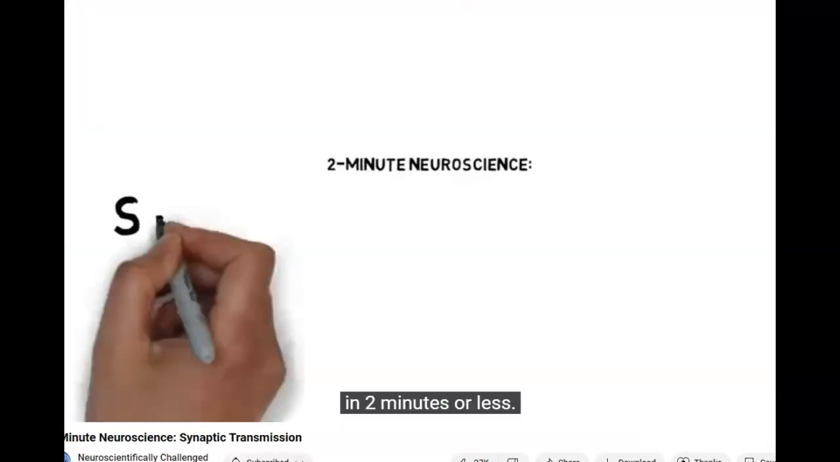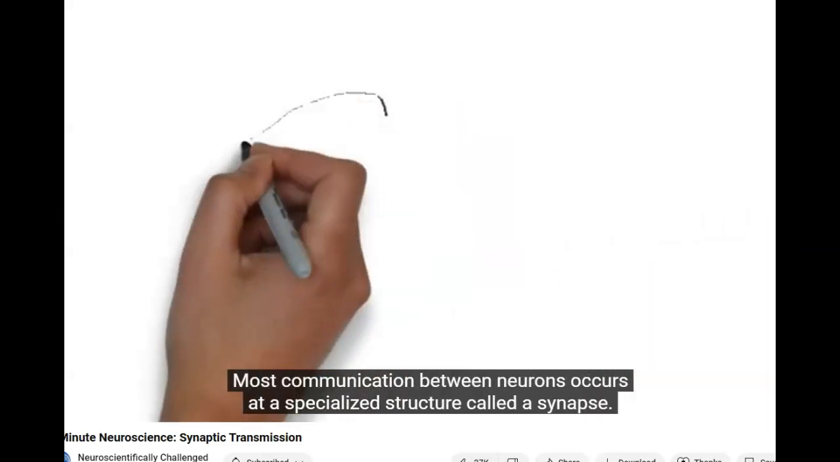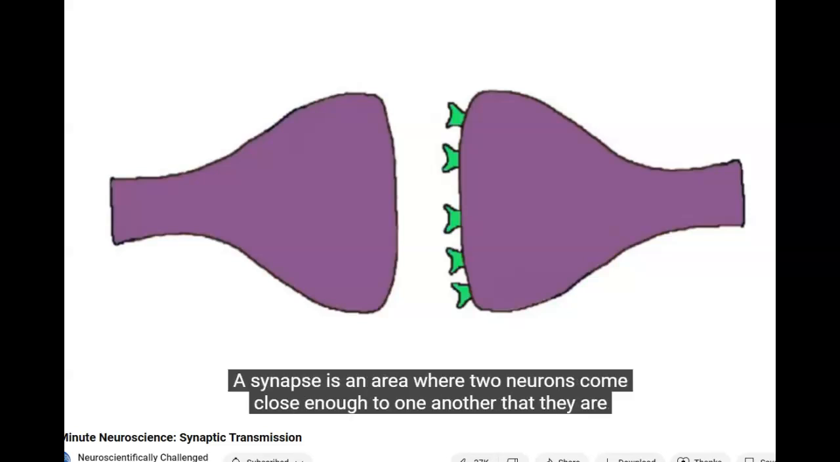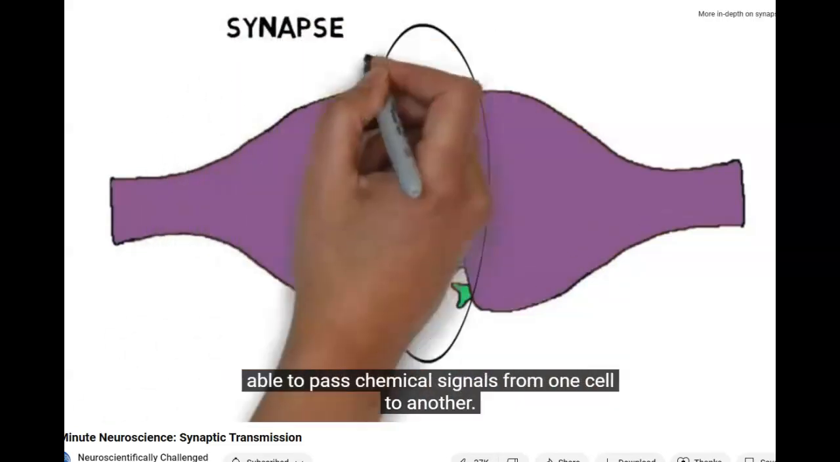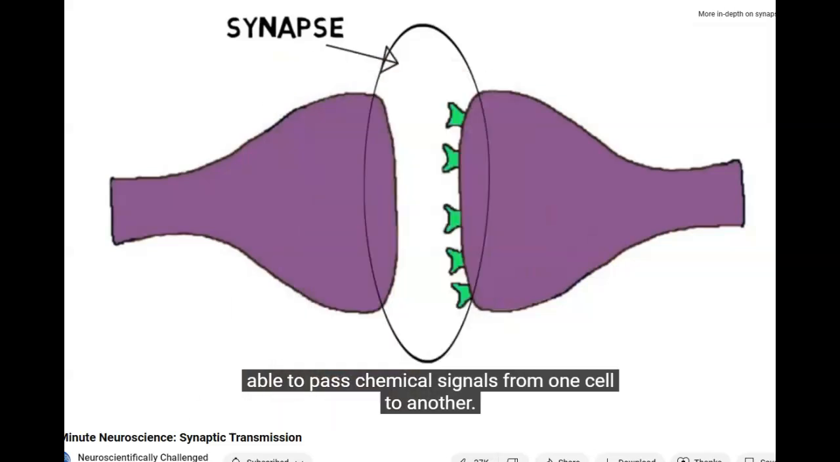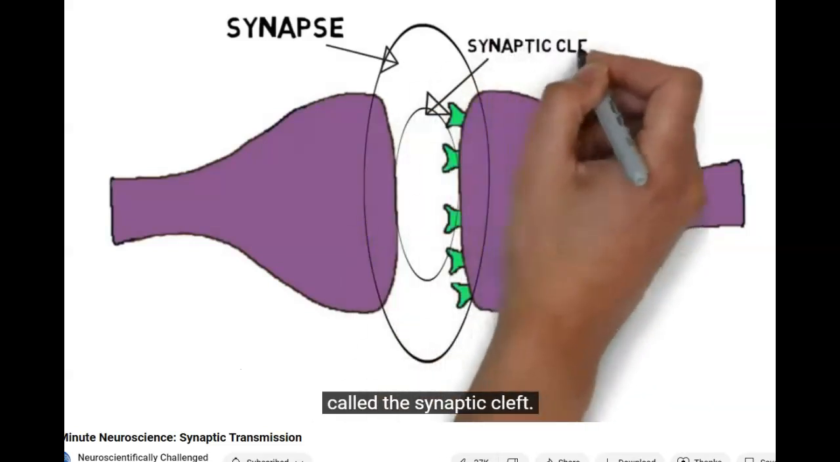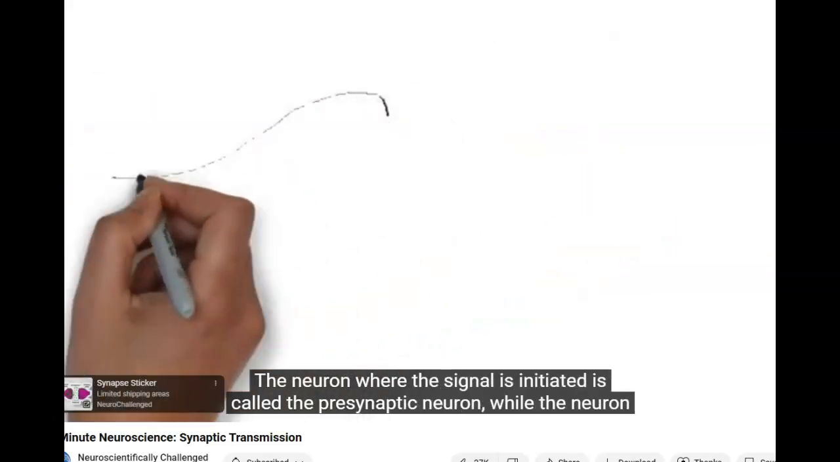out. In this installment, I will discuss synaptic transmission. Most communication between neurons occurs at a specialized structure called a synapse. The synapse is an area where two neurons come close enough to one another that they are able to pass chemical signals from one cell to another. The neurons are not actually connected, but are separated by a microscopically small space called the synaptic cleft. The cleft is less than 40 nanometers wide. By comparison, a human hair is about 75,000 nanometers wide.